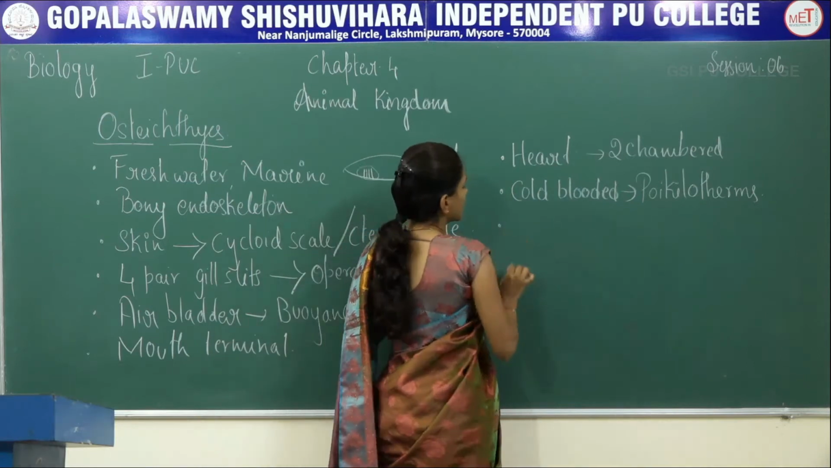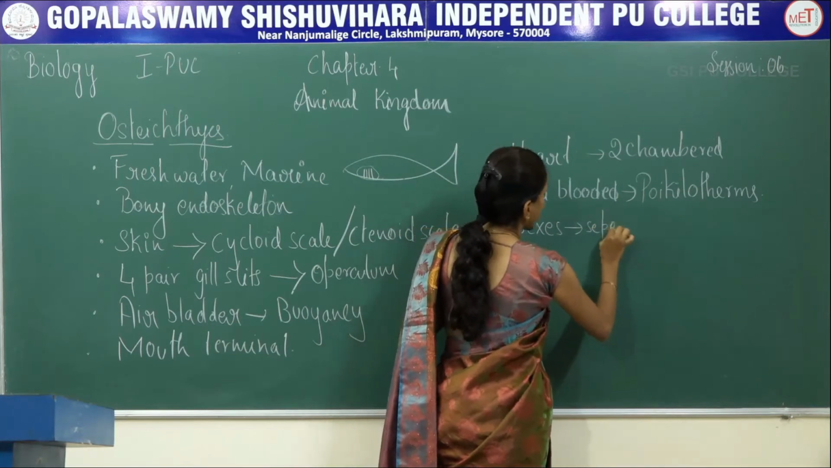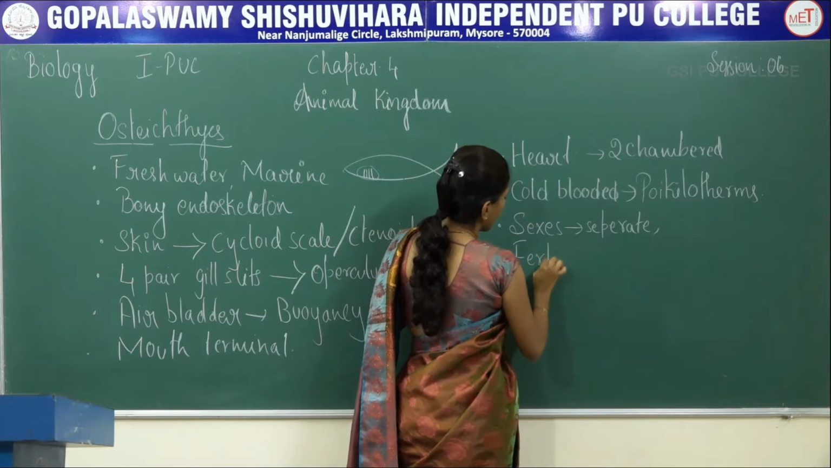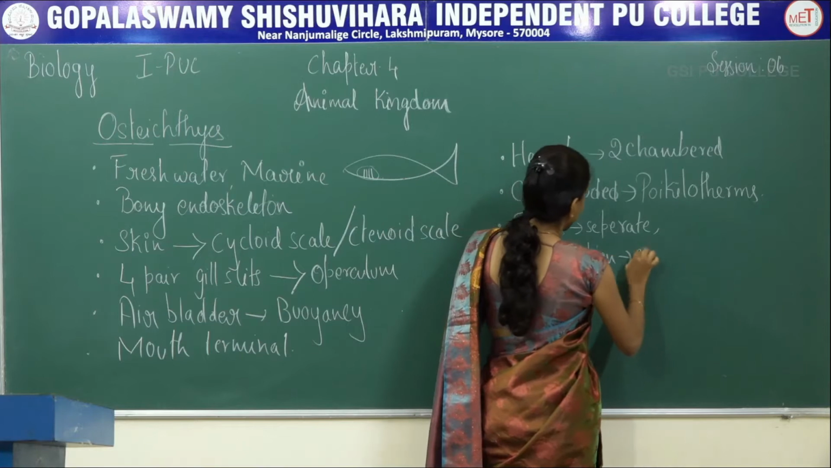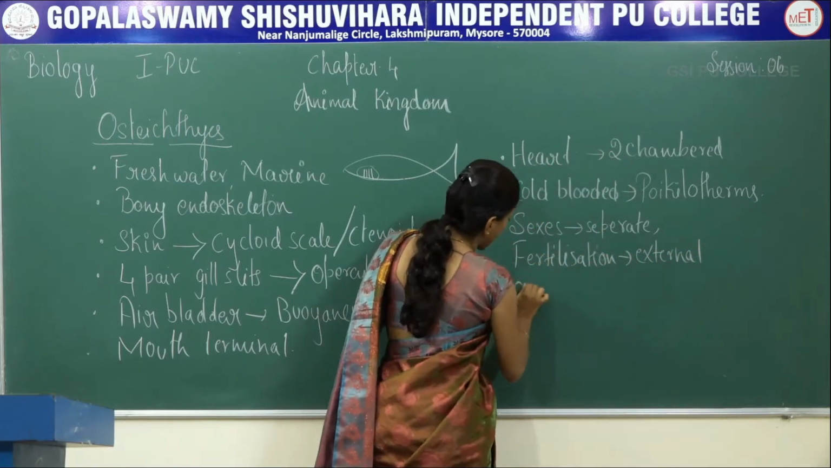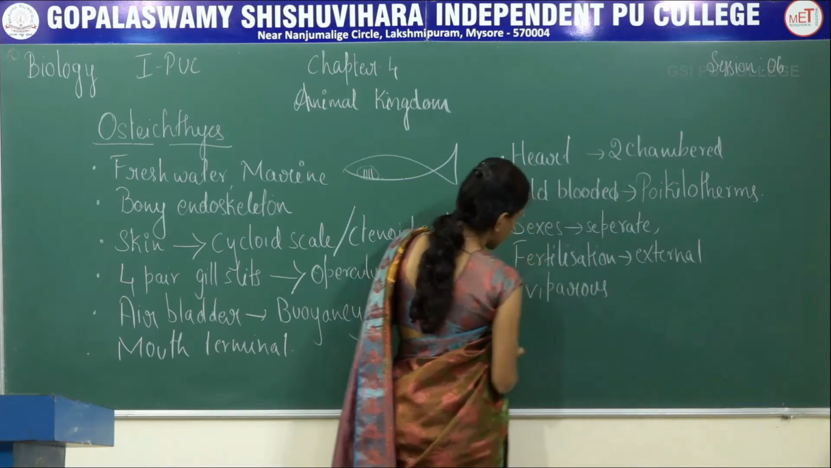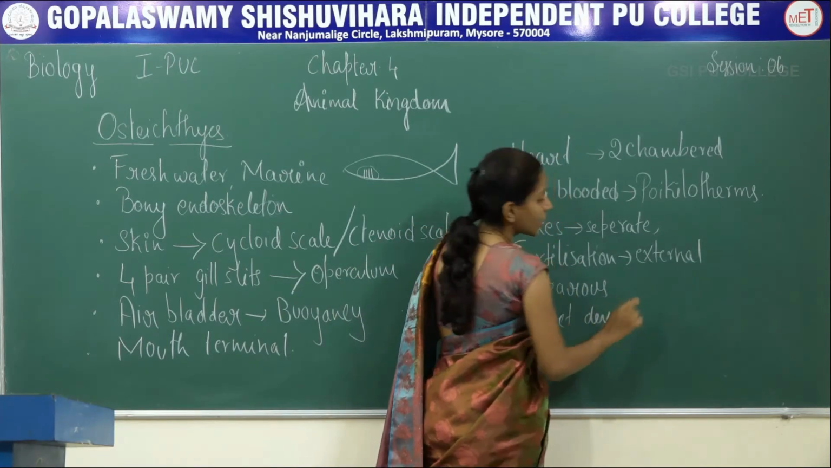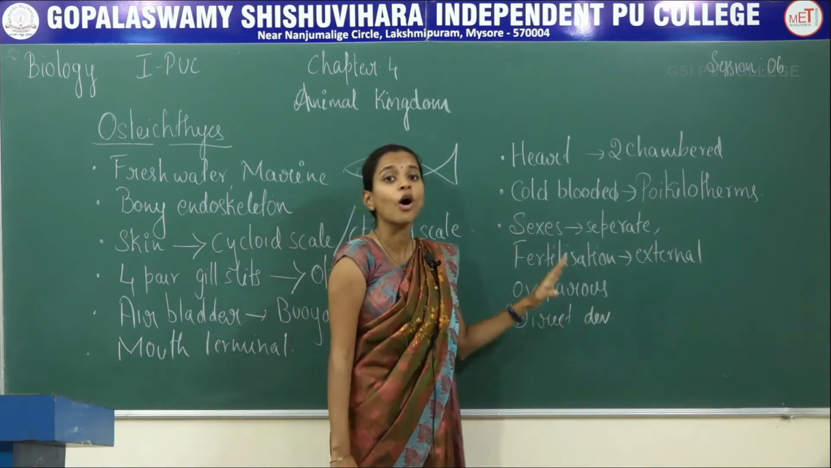Next, when it comes to their sexes, these have sexes separate. Fertilization is external. These are oviparous, showing direct development without any larval stage. You can see direct development in case of Osteichthyes.